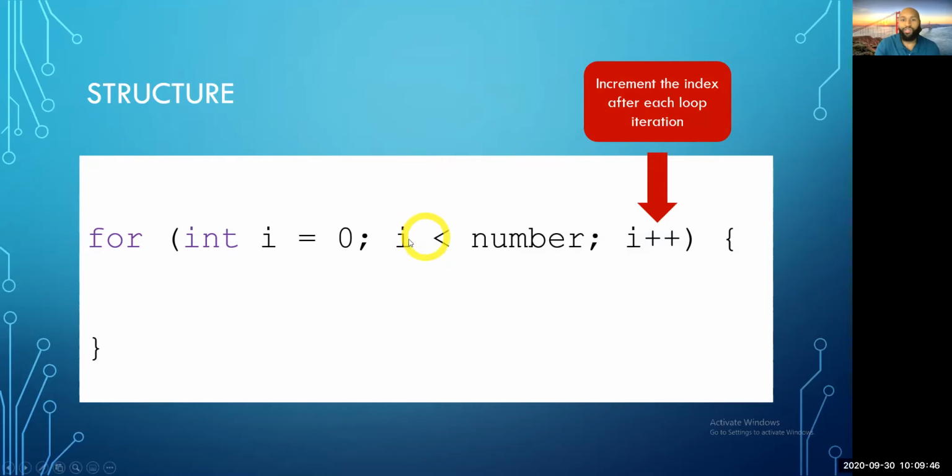I can also switch this up. I can do i is greater than number, i minus minus, and that'll decrement i. So right here, I'm incrementing i from 0 to 9. Whereas if I set int i equals 10, i is greater than number, and I set number equal to 0, i minus minus, that'll go through 10 times as well. However, I will start at 10 and go all the way down to 1.